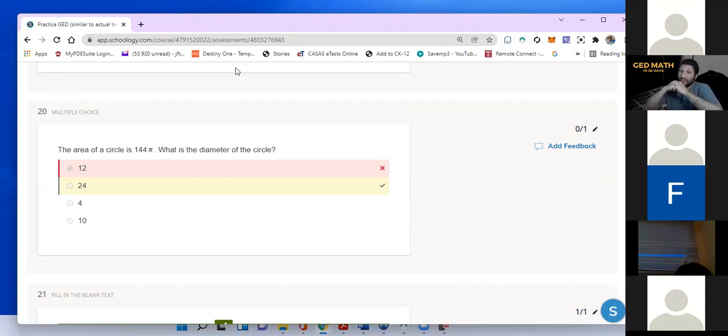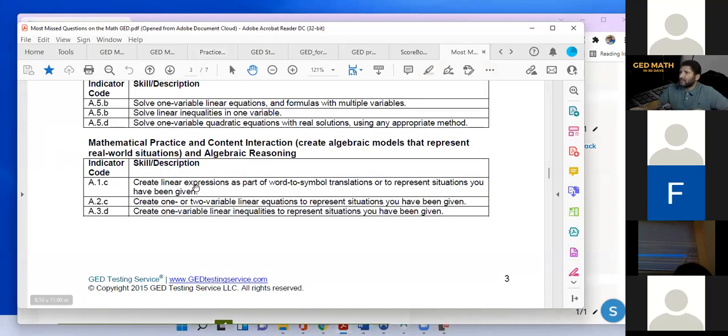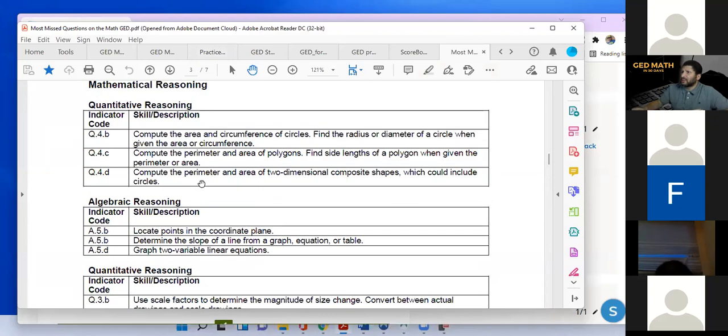Look at this problem. If we look at the most missed questions, there we go. Compute the area and circumference of circles. We all know how to do that. Area is pi r squared. Circumference is 2 pi r, or pi times d. Everybody has been doing that in class. But the problem is that the GED has been giving you the area, or giving you the circumference.